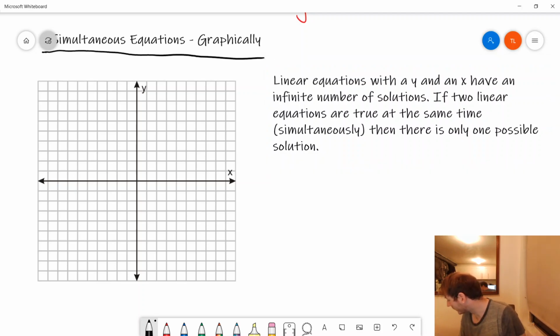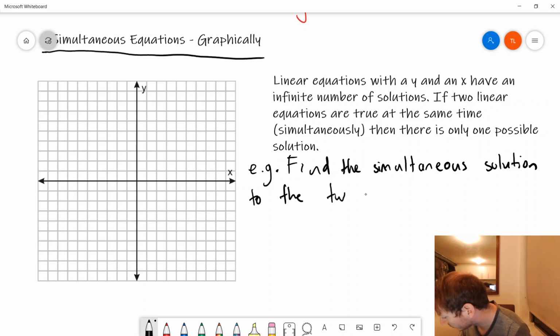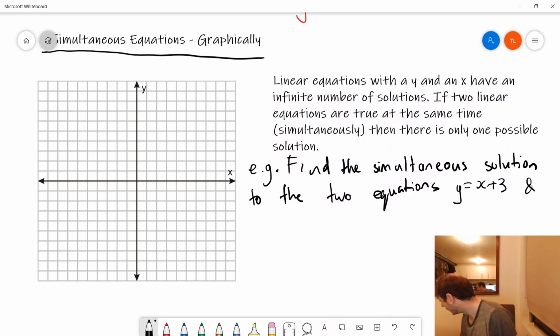Alright, so let's get this example. Find the simultaneous solution to the two equations. Let's say y equals x plus 3 and y equals negative 2x.